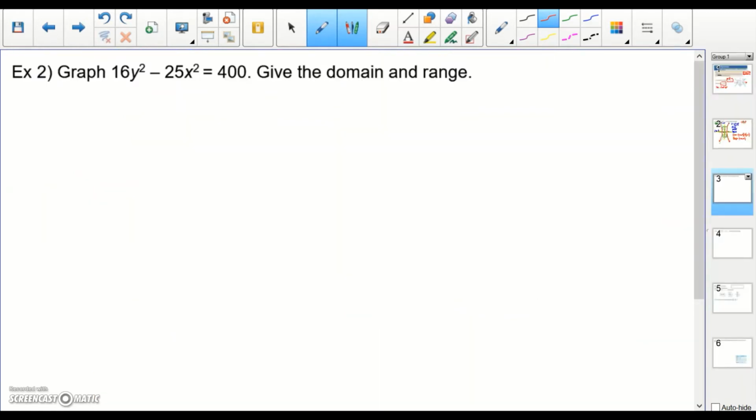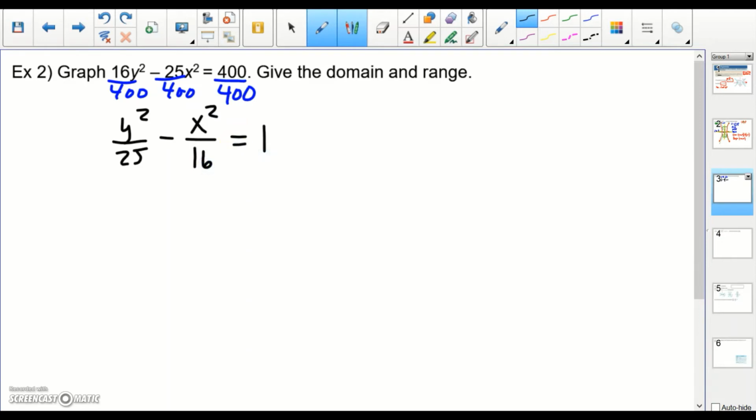Example 2. We need that 1, so we're going to end up having to divide by 400. We divide each term by 400 and reduce the fractions. Once you do this, 16 goes into 400 25 times. So we'd have y squared over 25 minus x squared over 16, since 25 goes into 400 16 times, equals 1. Okay, so that's the form that's going to tell us something.